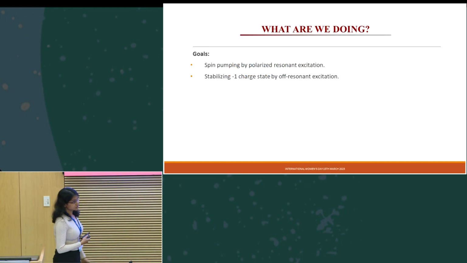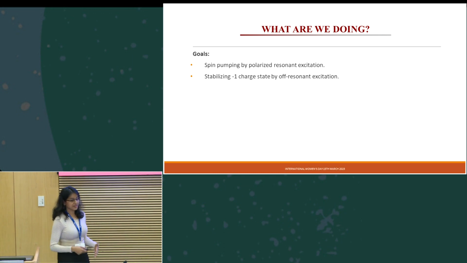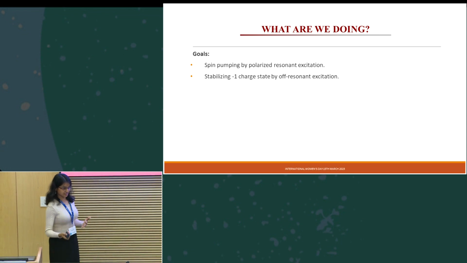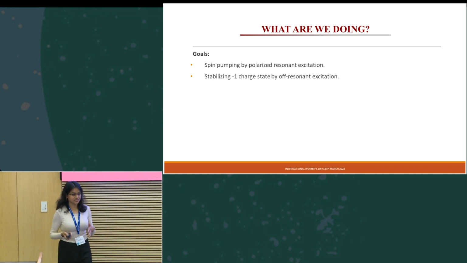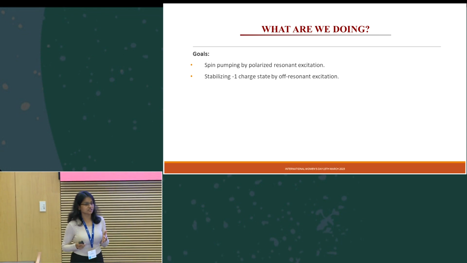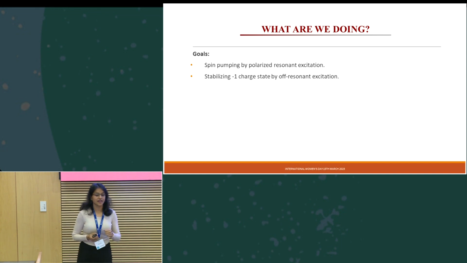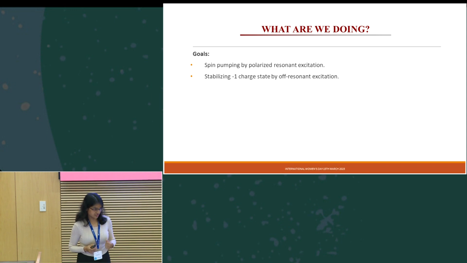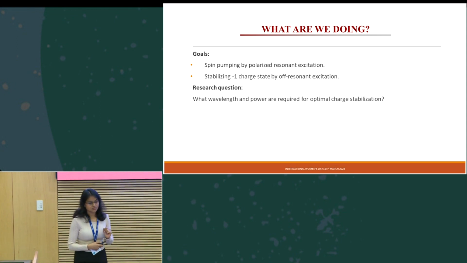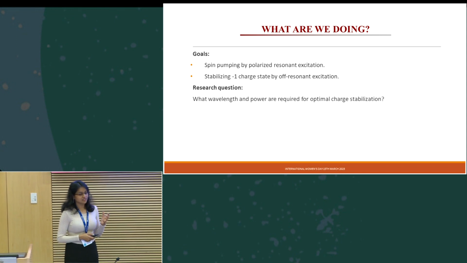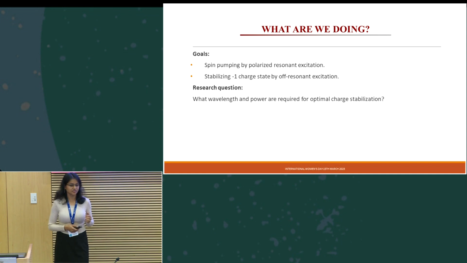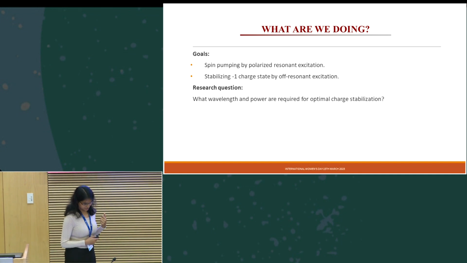So what are we doing? It's a bit simple. Our goal is to spin pump these states by applying a resonant excitation. This resonant excitation depends on the wavelength. And the other goal we are trying to achieve is stabilizing this charge state by off-resonant excitation. So the research question is, what wavelengths and power are required to optimize this charge stabilization?